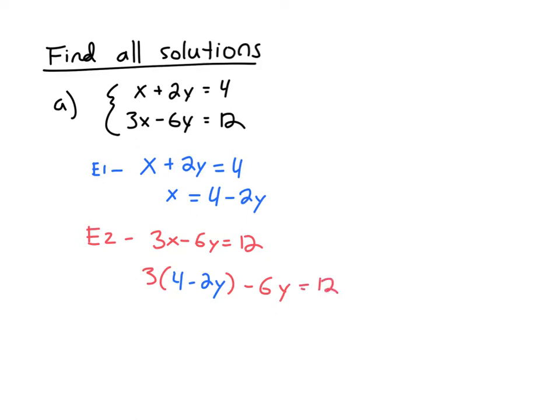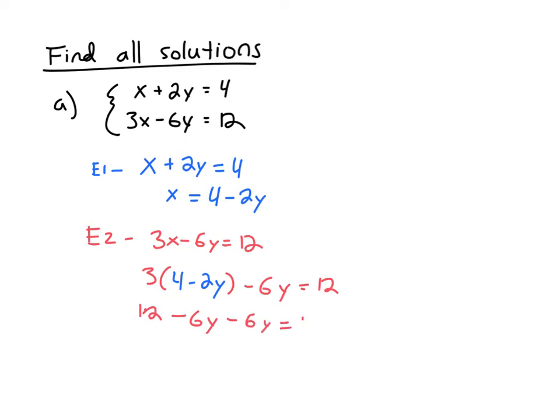Alright, now I just need to solve this equation for y, because it's an equation that only has one variable in it, so I can solve easily for that variable. So let's do that. Distribute the 3: 3 times 4 is 12, and 3 times negative 2y is negative 6y.